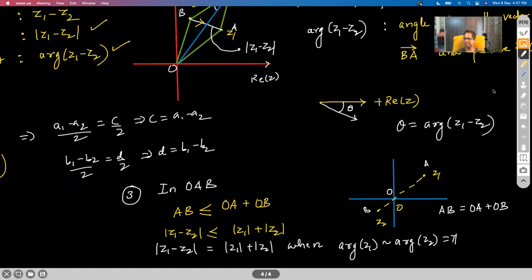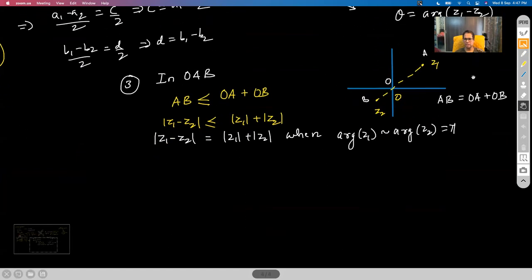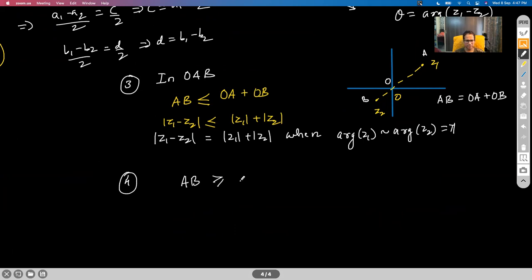Is this okay? Now, the fourth triangle inequality that comes from here is that the third side of a triangle is always greater than the difference of the other two sides. That means mod Z1 minus Z2 will always be greater than or equal to mod Z1 minus mod Z2, whole mod.